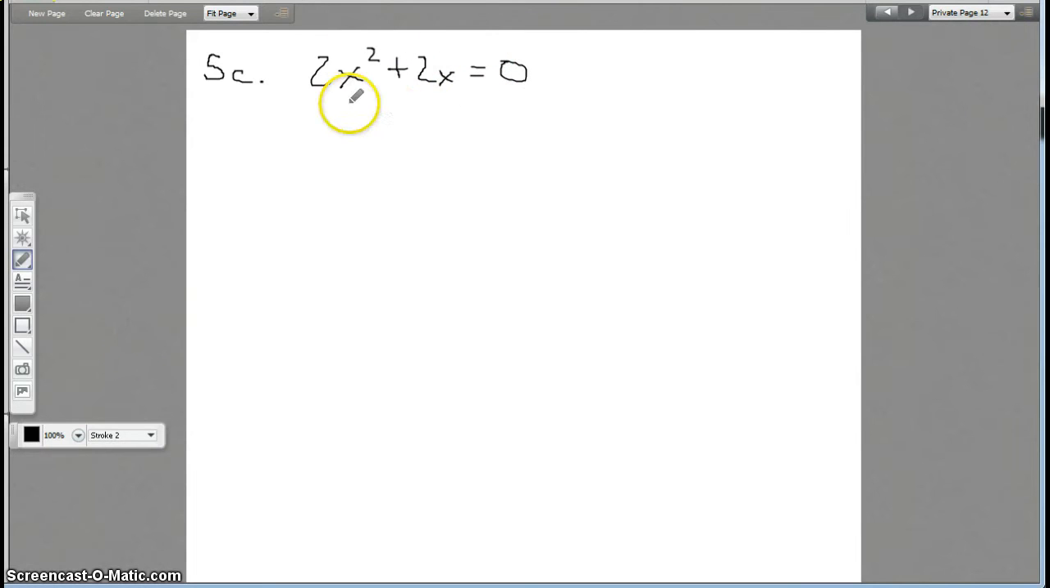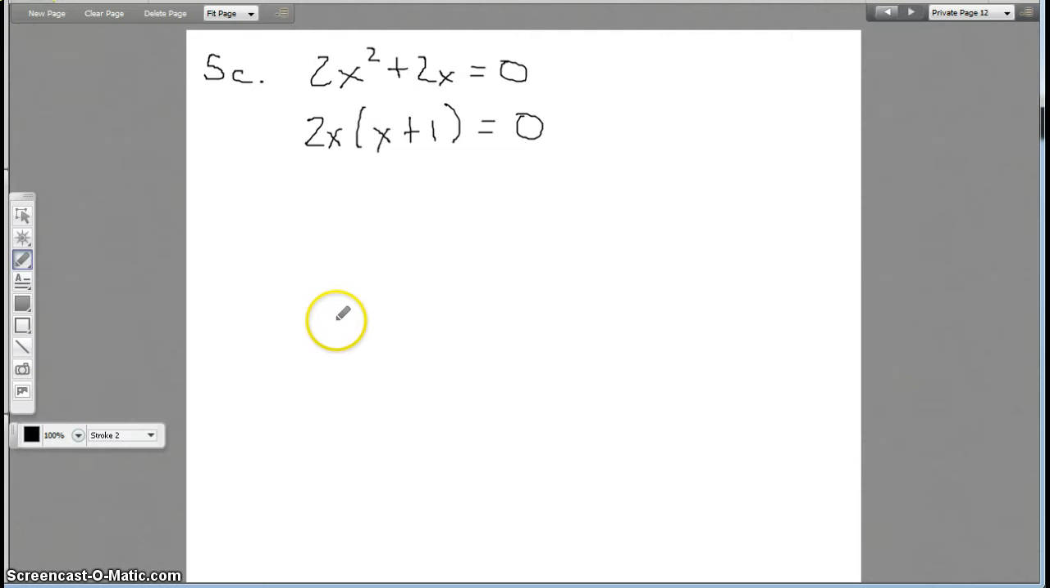We have common factors here. 2x is our greatest common factor. 2x times what is 2x squared? That's going to be x. 2x times what is 2x? That's going to be a positive 1. So 2x times x plus 1 equals 0.